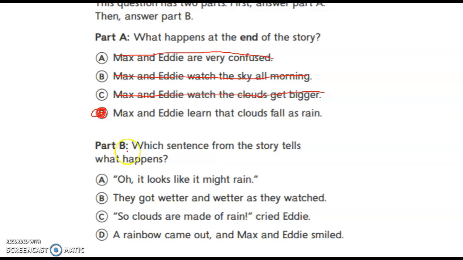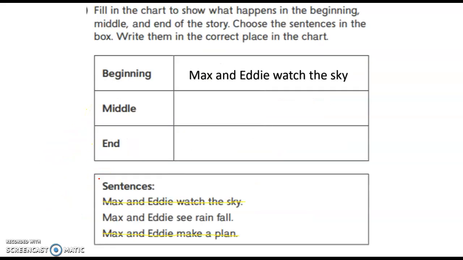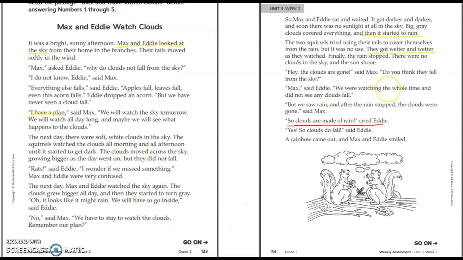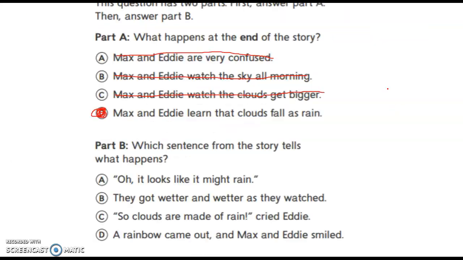Part B is asking about my text evidence. Which sentence from the story tells what happens? Oh, it looks like it might rain. They got wetter and wetter as they watched. So clouds are made of rain, cried Eddie. A rainbow came out and Max and Eddie smiled. So which piece supports my answer up here? Well, we actually already underlined it. So clouds are made of rain, cried Eddie. So our answer is C.